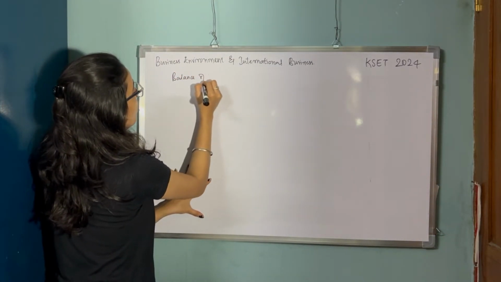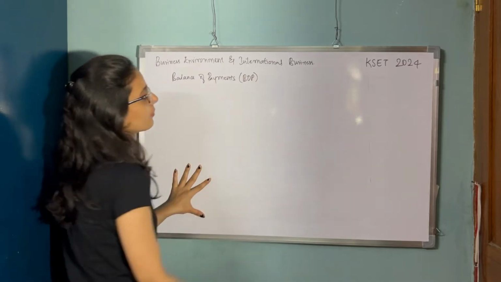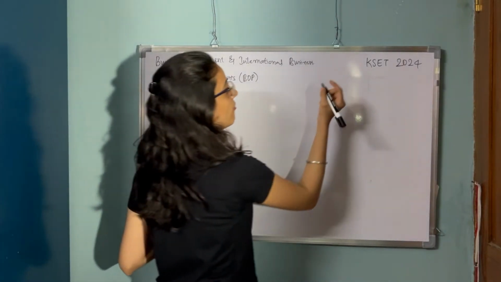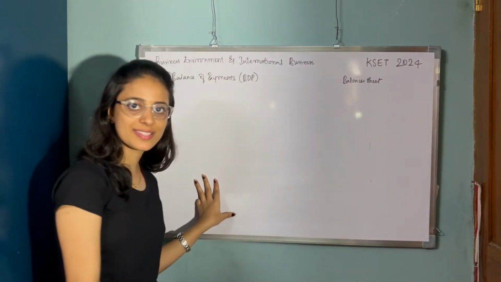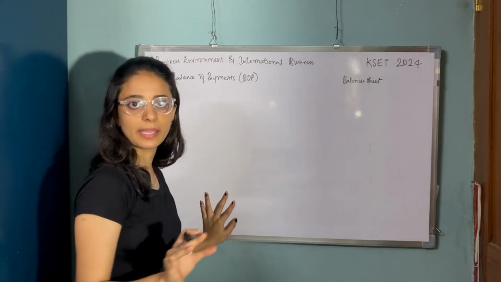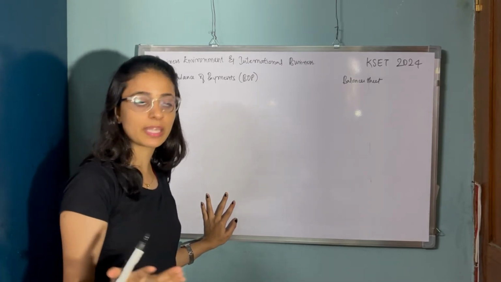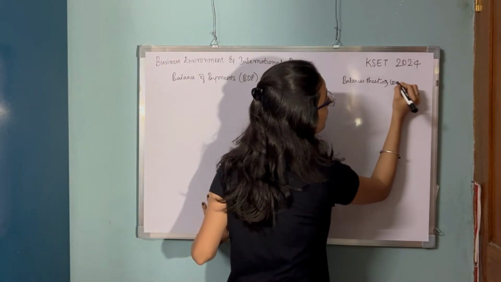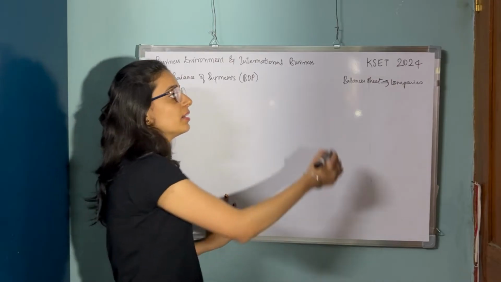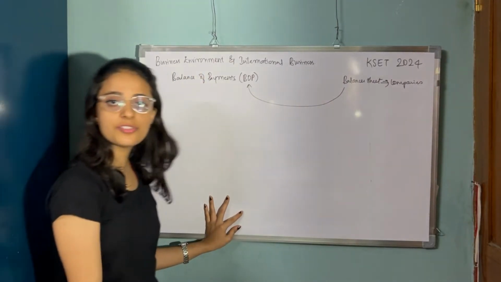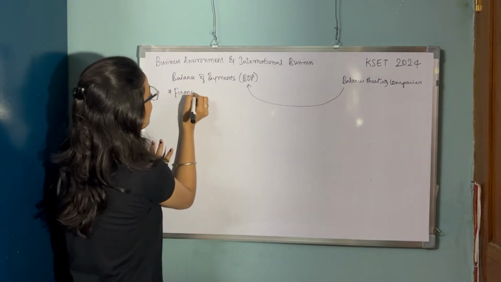Balance of payments, BOP. What is this balance of payment? We have heard of balance sheets, right? Which is a financial statement which gives information about a company, about its assets, liabilities, what is the financial position, how is the company performing, right? It's something related to companies. When we are speaking in broader terms and when we are speaking in terms of country, then balance of payment, that is BOP, is a financial statement of a country.